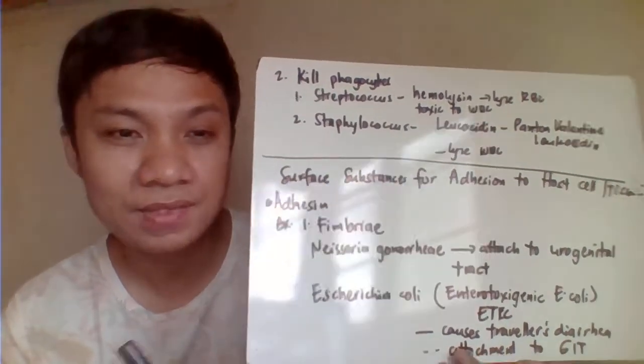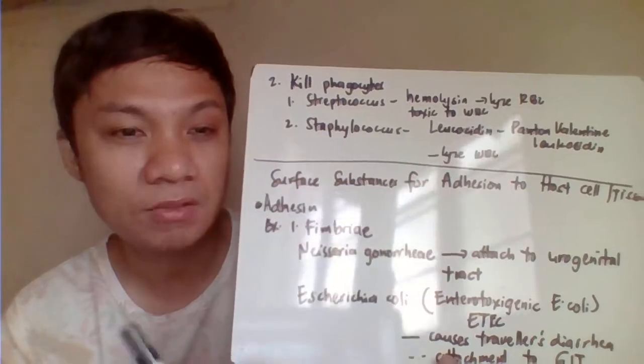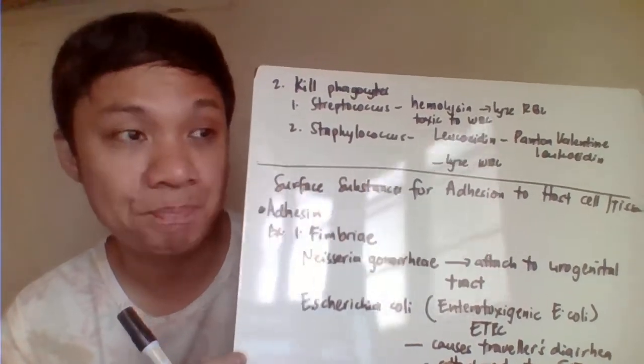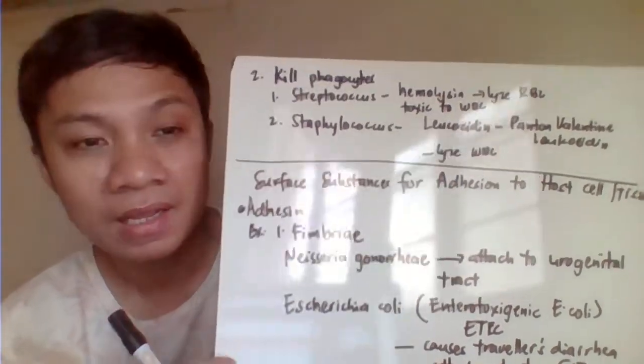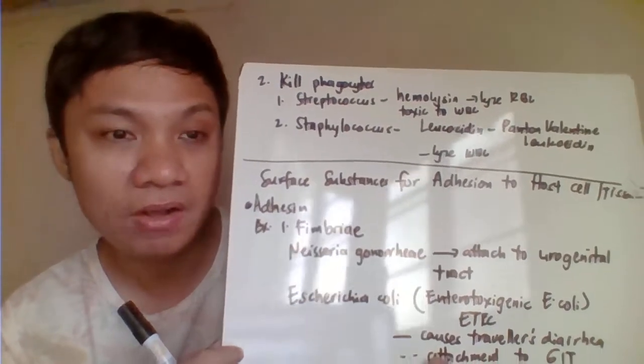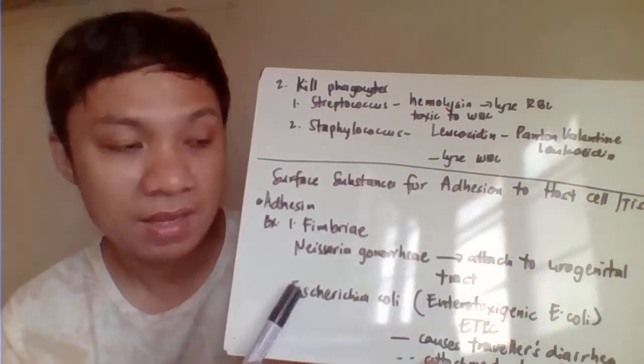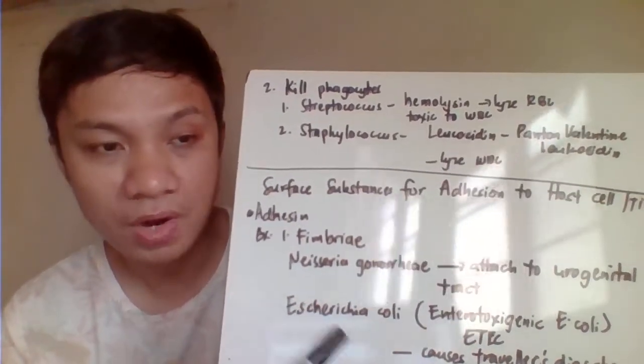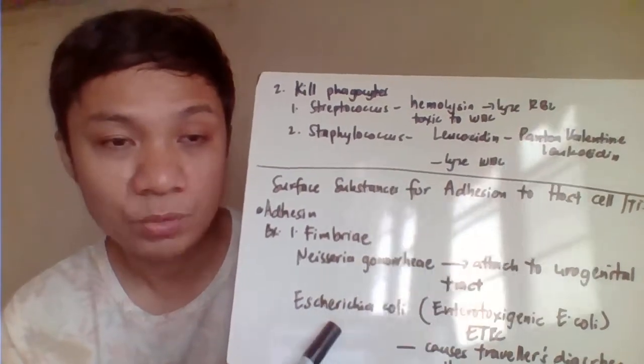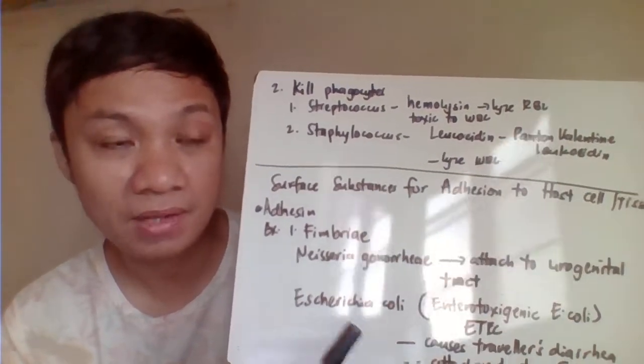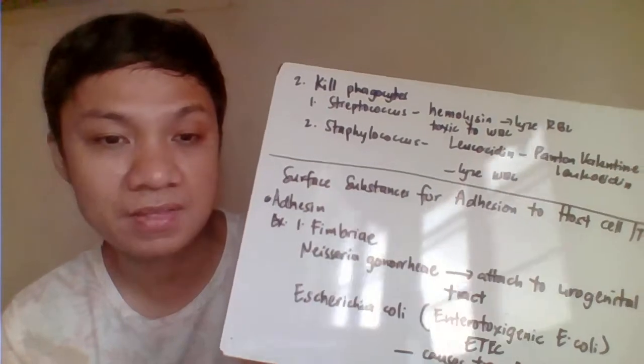Di ba ang Giardia natin is a traveler's diarrhea na parasite? Ito ay traveler's diarrhea na bacteria. ETEC, that's your enterotoxigenic E. coli, also uses fimbriae in order to attach to your intestinal tract. That would result in diarrhea or enteritis manifestation.